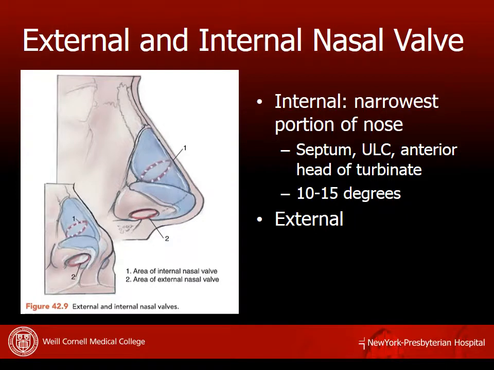The external nasal valve is essentially the opening to the nostril and is composed of the space that is exposed around the lower lateral cartilage and the crura of the nose.